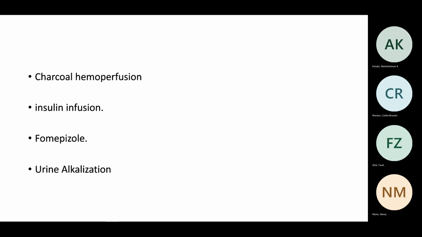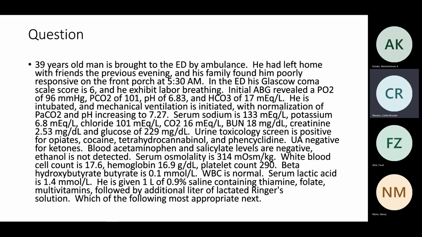Charcoal hemoperfusion, insulin, fomepizole, urine alkalization. Going back to the question. So he took cocaine, opioid, tetrahydrocannabinol, and phencyclidine. Go to the lab. His ABG shows combined respiratory and metabolic acidosis. You have an AKI. Potassium is high. Osmolarity is 314. Blood sugar is a little bit high. Anything else? Ketones: urine negative.